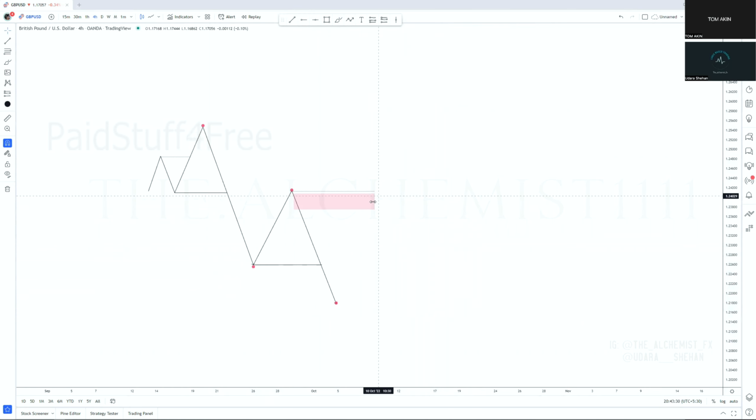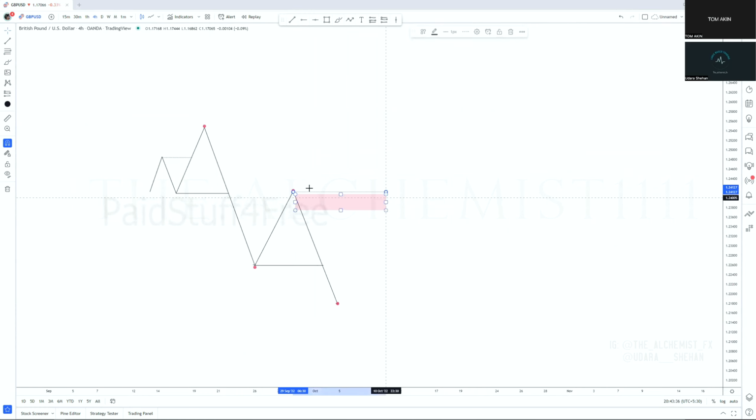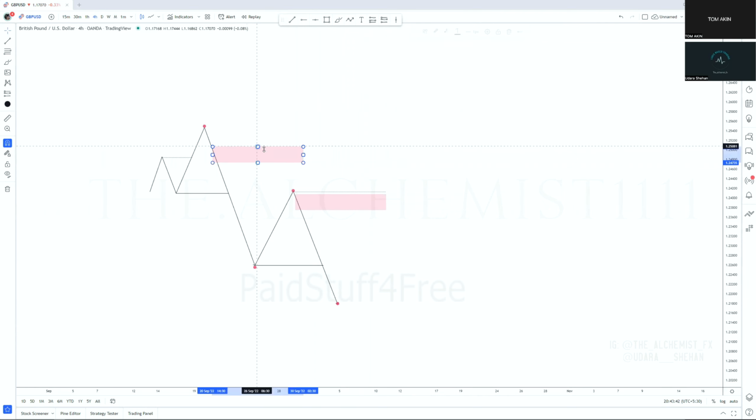So what we should first do is spot the liquidity. Once we spot this liquidity, we know that it is not safe for us to look for anything around here. So we look for something above that. Now remember, for this right here, this is the tricky part. This could be an order block.